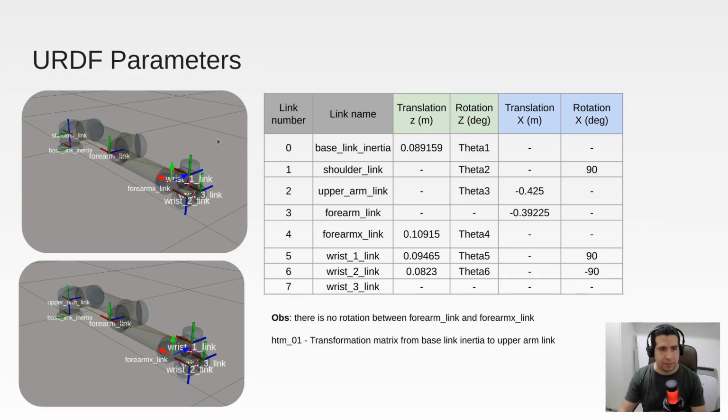So these are the parameters that I'm using. For example, we have some translation in the z direction from the base link inertia to the shoulder link, and shoulder link rotates by theta 1 with respect to the base link inertia, and that's how you interpret this table. And it's also important to pay attention to the link number, because it will be part of the symbols to represent the homogeneous transformation matrices.